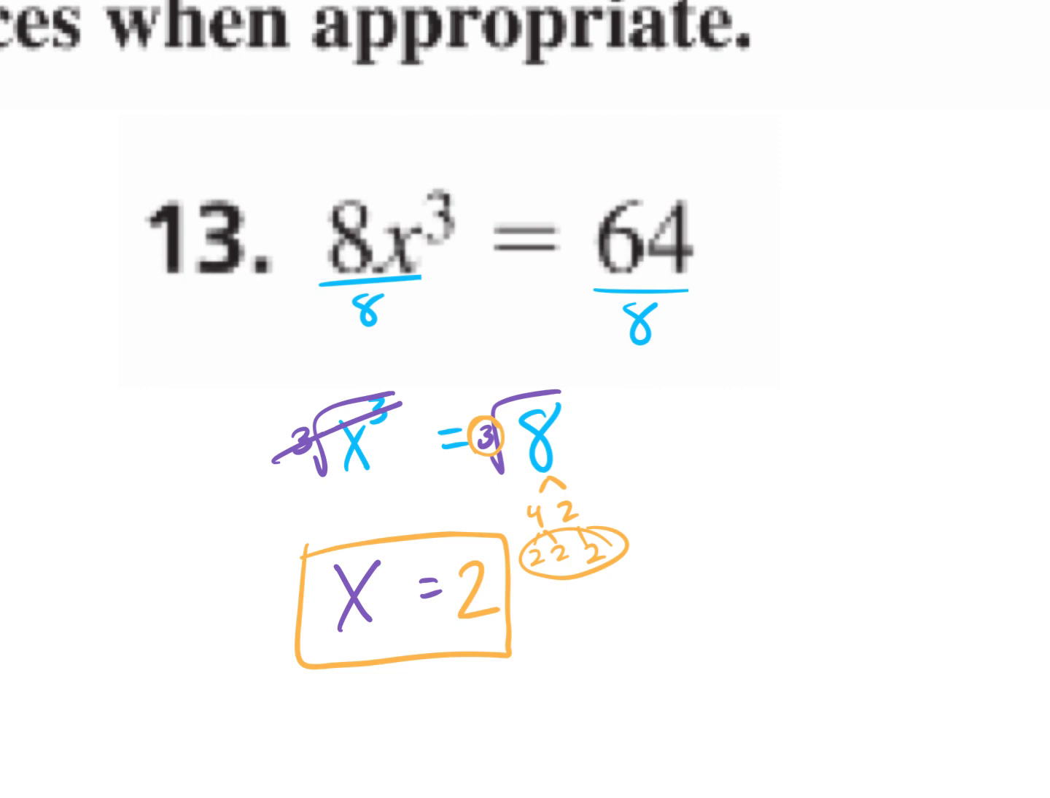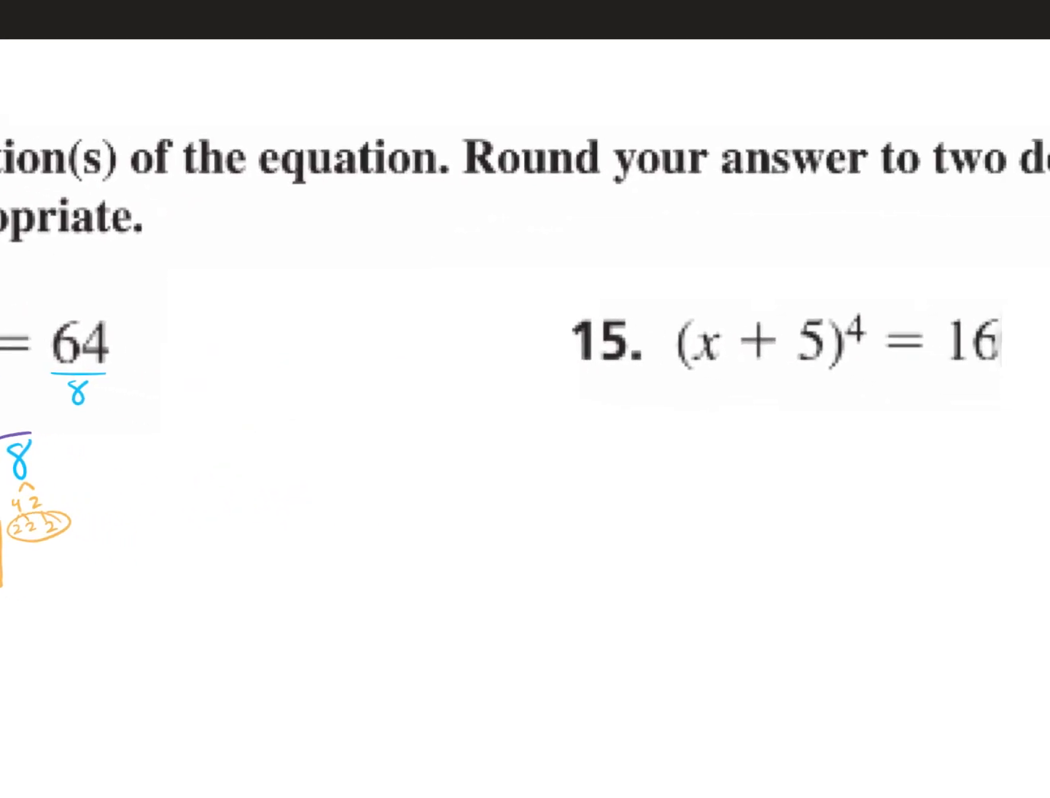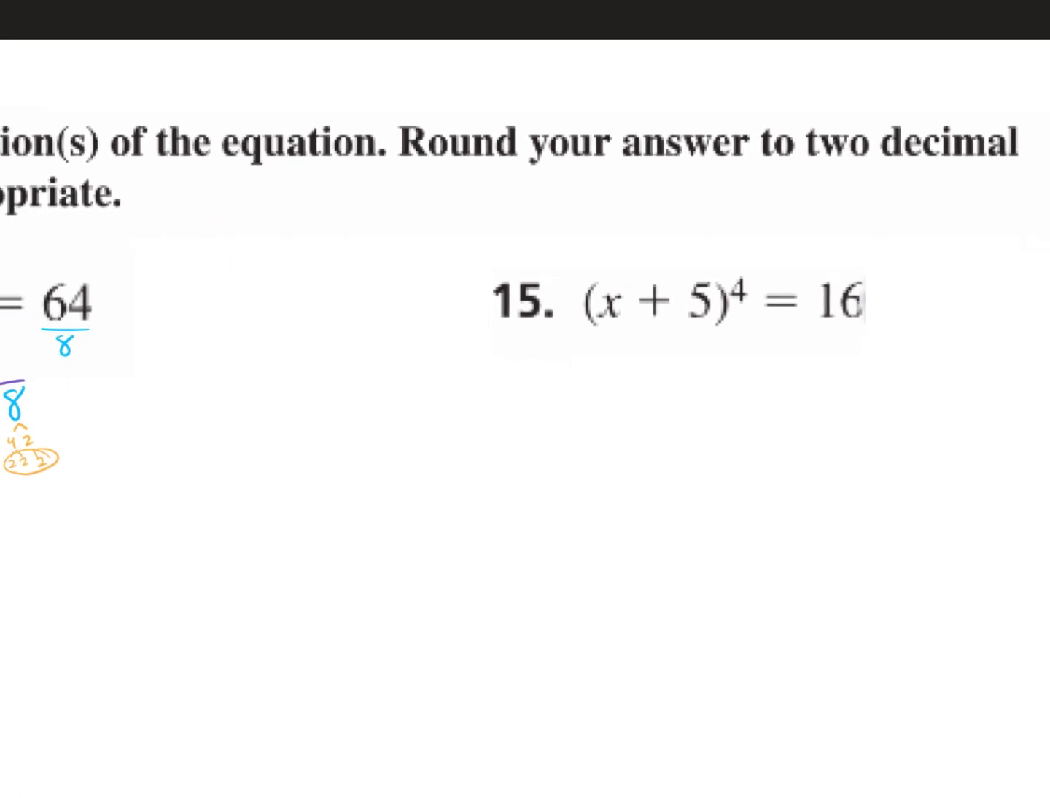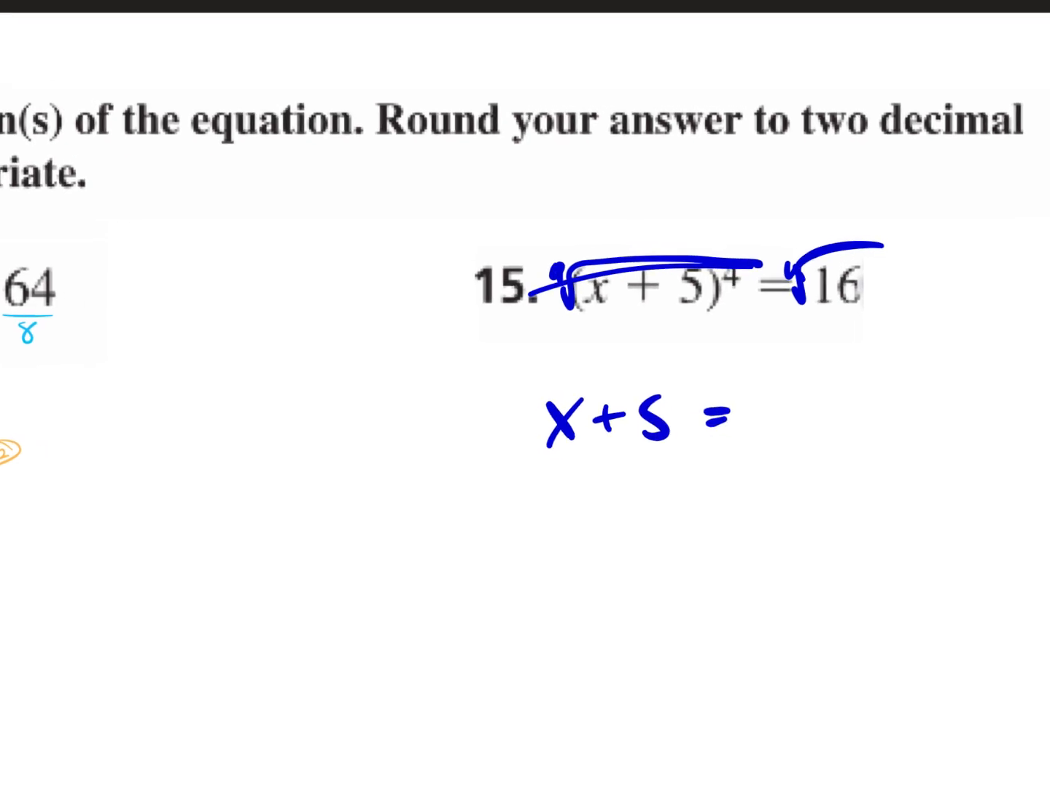All right, let's look at 15. What should I do first for 15? I got to take the fourth root because that 5 is inside the parentheses, so I can't go inside until I get rid of that exponent. So I'm going to take the fourth root of both sides because it'll cancel out on the left. So I have x plus 5 is equal to the fourth root of 16.